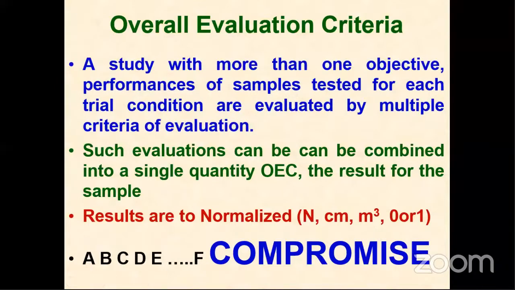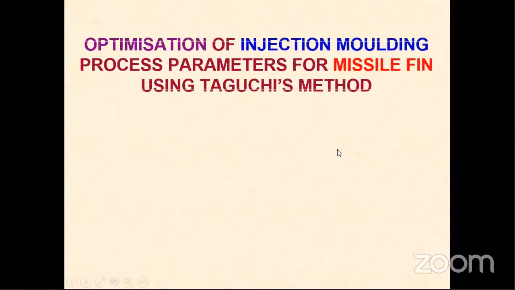You want a spouse: A, your age; B, beauty; C, characteristic; D, dowry; E, education. And if you expect all to be on top, you will be fooled. So that's why somewhere else you have to have a compromise. And that compromise is what overall evaluation criteria.